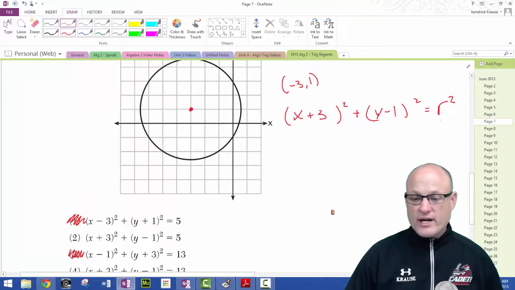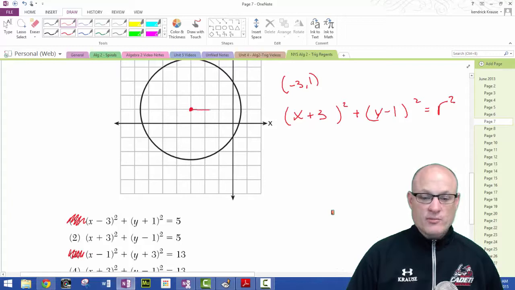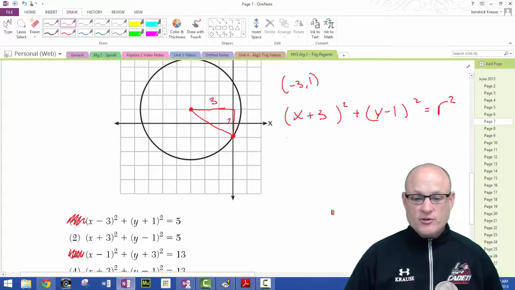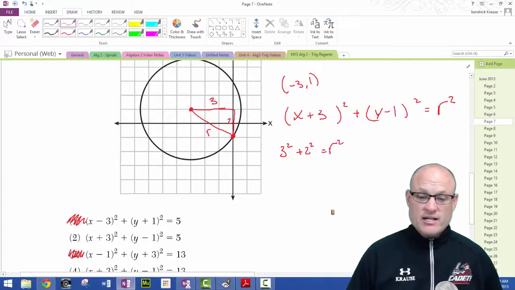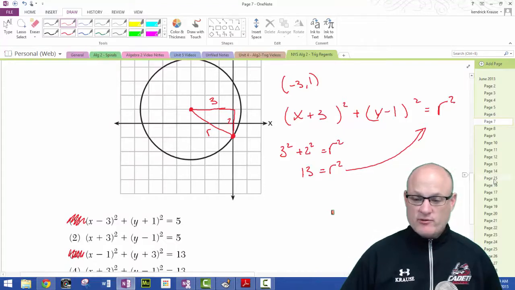But we need to know what the radius squared is. And you can't guess. You must show this by picking a point that is actually on the radius. I need to know that distance. And I do this by using the Pythagorean theorem. Very quickly, this is 3, and this is 2. So 3 squared plus 2 squared equals the radius squared. Well, isn't the radius squared what I'm looking for? Sure is. 9 plus 4 is 13, which is equal to the radius squared. That goes in the formula. Choice 4 is the right answer.